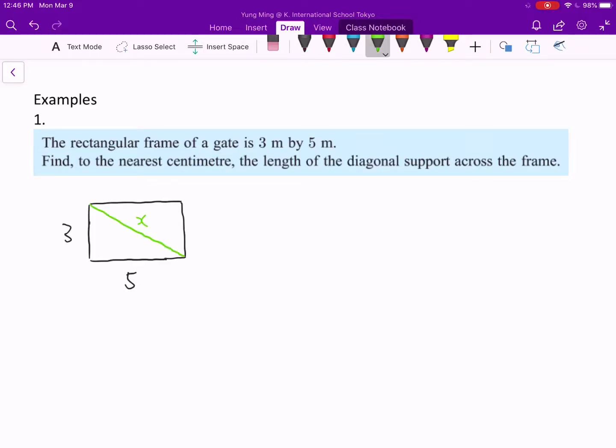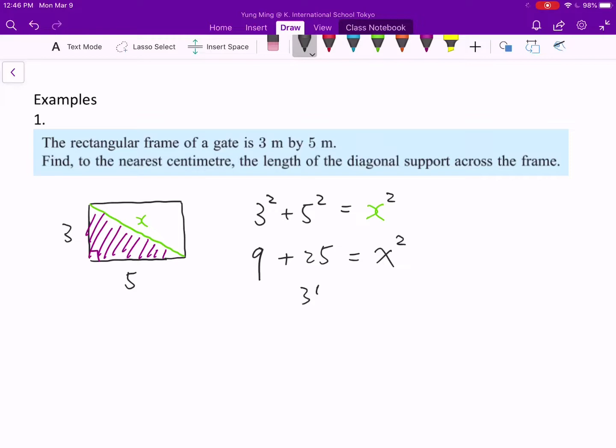Now, it is always a very good idea for us to draw the diagram representing what exactly is going on. So in this case, this is my rectangle. It doesn't really matter whether the 3 is the height or the 5 is the height. In this case, you can see that I have a right angle over here. That means I have a right triangle over here, so I can use my Pythagoras. We have 3 squared plus 5 squared equals x squared. 3 squared is 9, plus 25 equals x squared. 9 plus 25 is 34. You're basically solving for x squared equals 34. x is equal to square root 34.